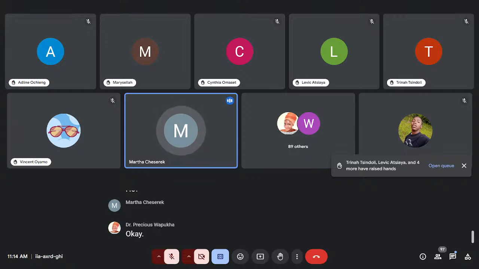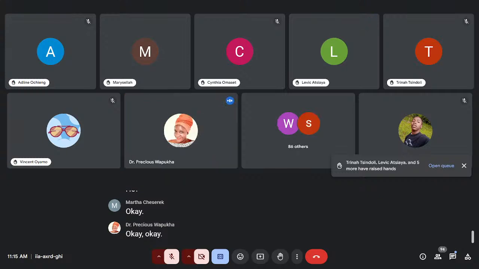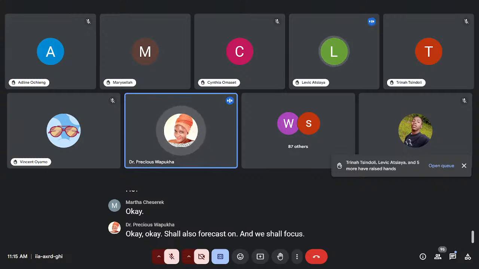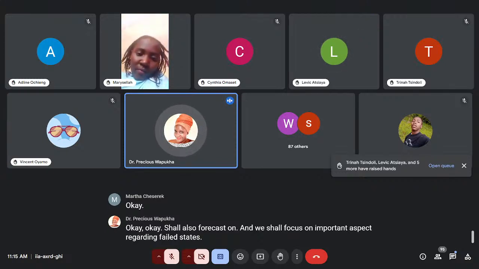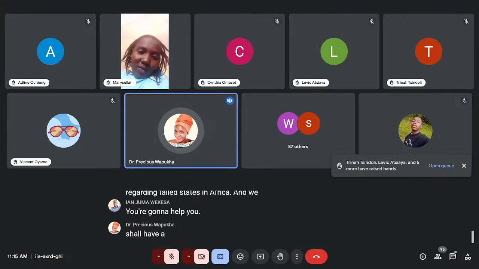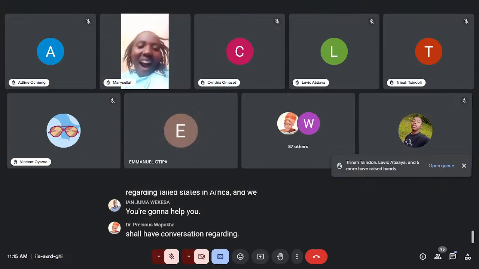Okay, so we can look at whether Africans have learned from colonialism, and we shall also focus on important aspects regarding failed states in Africa, and we shall have a detailed conversation regarding Somalia.